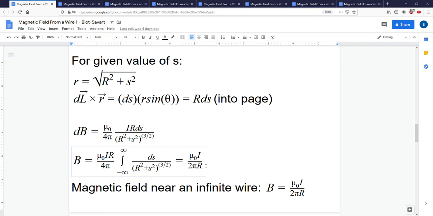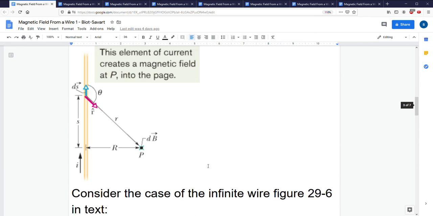For clarification, I am not going to ask you to do this integral. You can get away with, in part, memorizing this result. The magnetic field near an infinitely long wire is equal to mu sub naught I over 2 pi r, where r is the perpendicular distance from the wire.